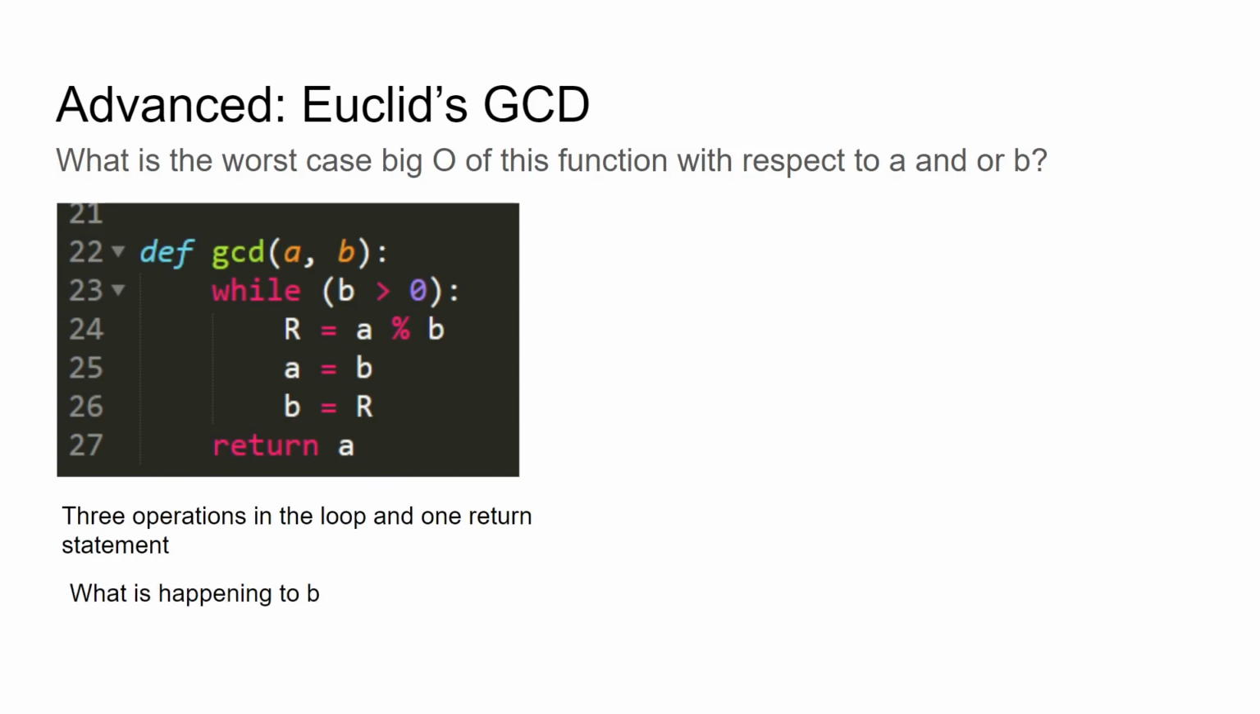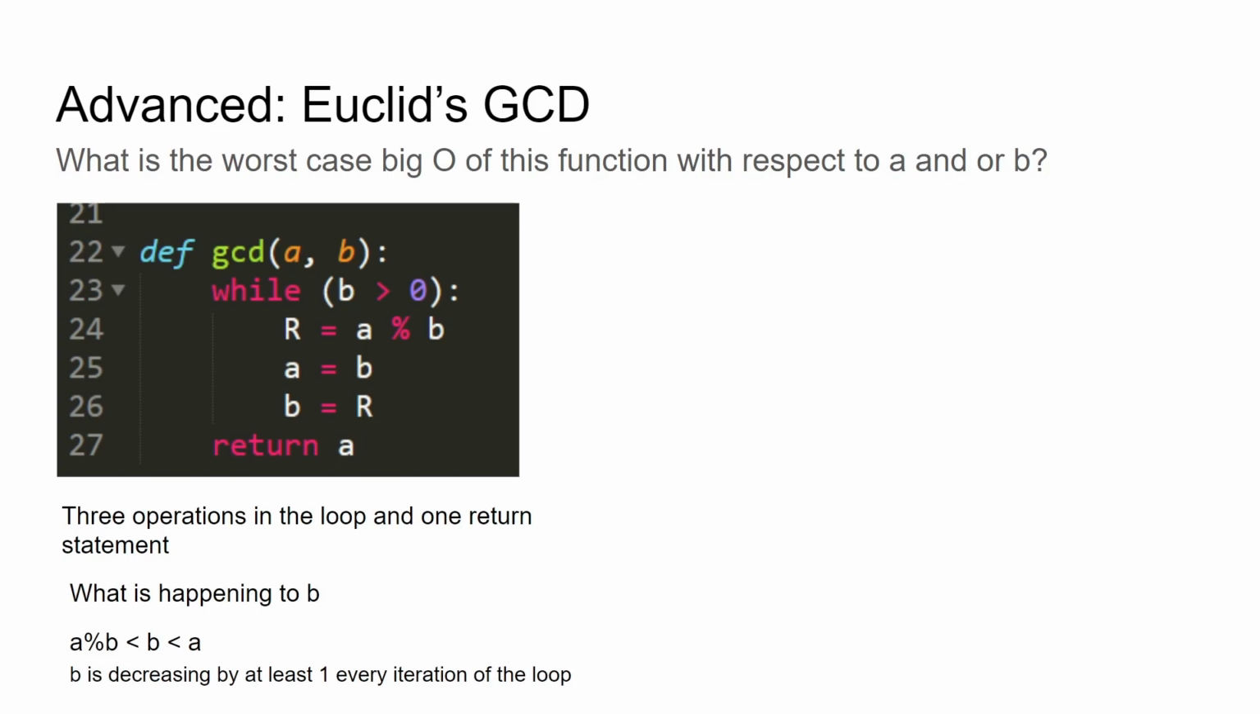To see how many times the loop is run, we need to look at what happens to b after each iteration of the loop, since the loop condition is while b is greater than 0. A mod b outputs a number between 0 and b minus 1, so we know that r is less than b, and then a is equal to b, which is greater than r, and b is equal to r. So after the iteration, b is now equal to a number that is at most b minus 1, and a is equal to b, which is greater than b minus 1. So since the new a is still greater than the new b, the next time we run through the loop, b will decrease again and the cycle will continue until b equals 0.